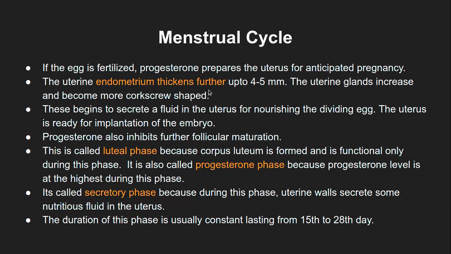It is also called the secretory phase because during this phase, the uterine walls secrete some nutritious fluid in the uterus. Again, this is in case the egg is fertilized. If it is not fertilized, there will not be this nutritious fluid in the uterus. Only in case of fertilization happening, this will be there. The duration of this phase lasts from 15 to 28 days, and if the pregnancy continues, this process continues as usual, and if not, then it goes back to the menstrual phase.